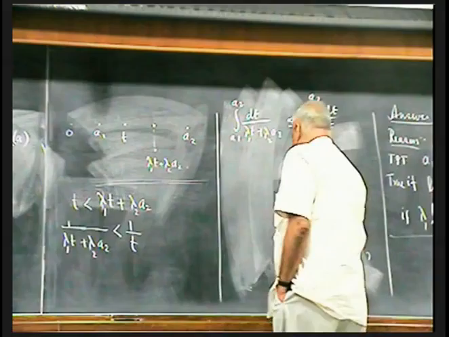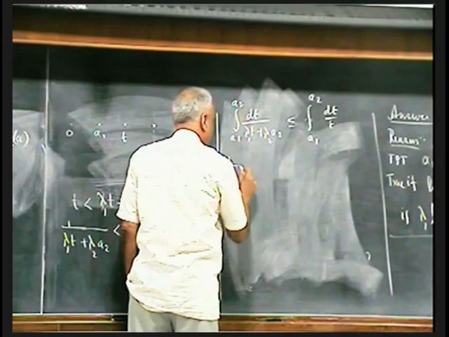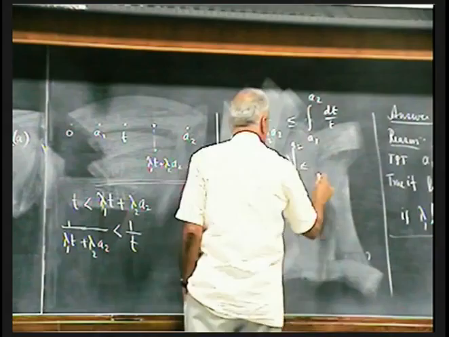Okay. Doesn't matter. All we want to prove is less than or equal to. What is the integral of this? You all know. If you don't know, say you know. This lambda 1, lambda 2, a2. The modulus actually, everything is positive. The integral from a1 to a2 is less than or equal to log a2 minus log a1.